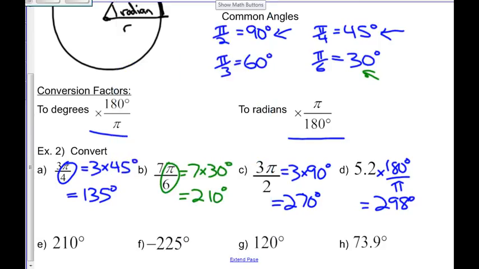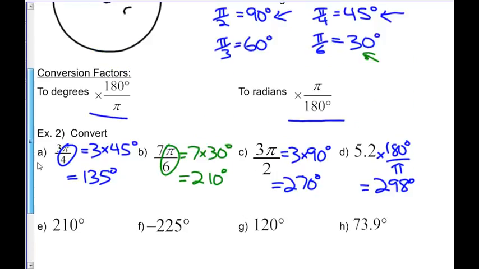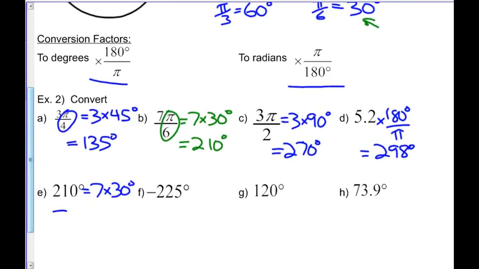Let's use the same logic in reverse. Down here we have 210 degrees. Is that a multiple of one of our special angles that we had up here? For sure. 210 degrees is not 3, it's 7 30s. And one way we could say that is that it's 7 pi over 6. That goes faster than using the conversion factor.